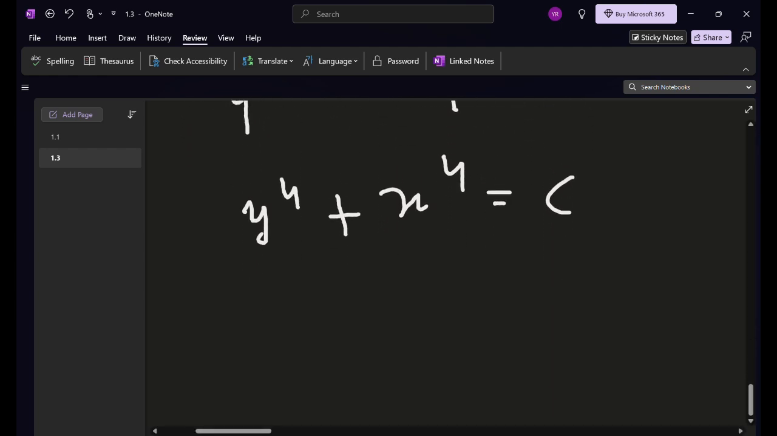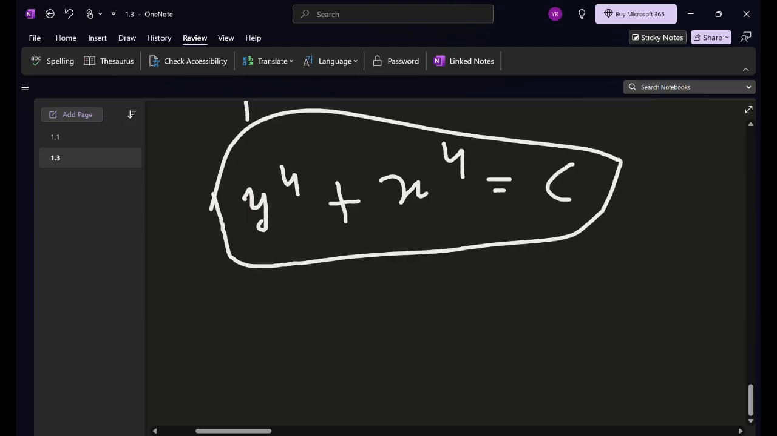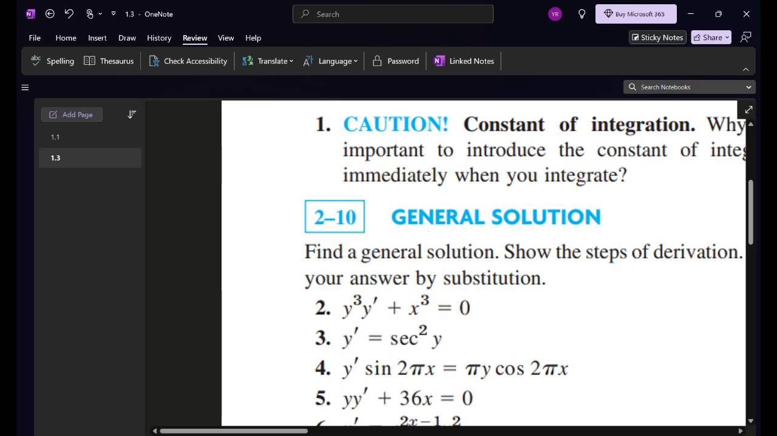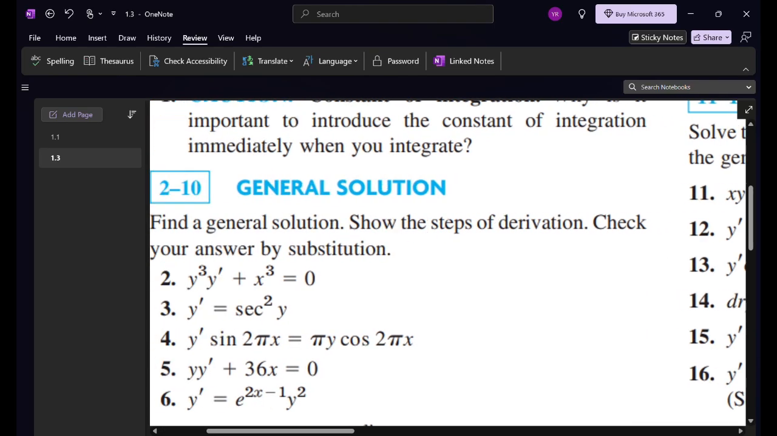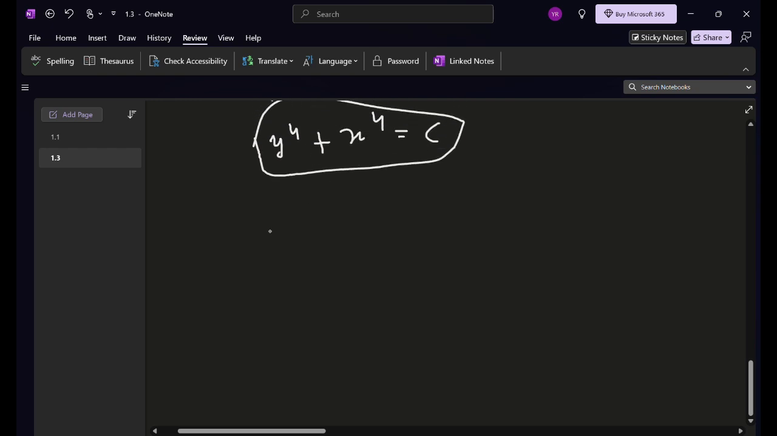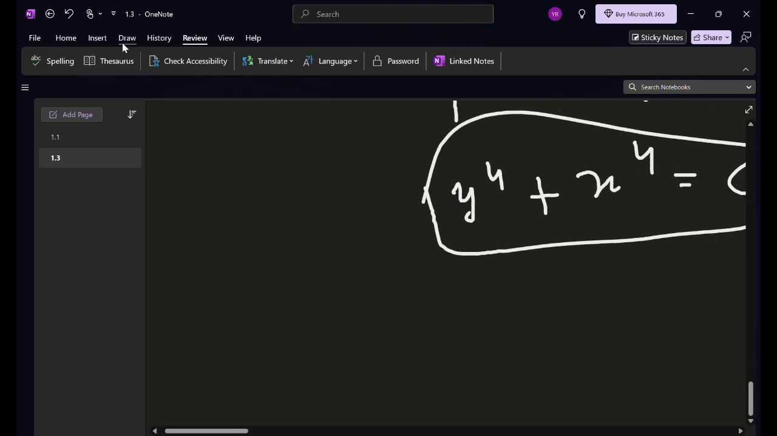Now we have to verify whether the solution we got is a solution. The solution can be in terms of c, or in terms of y, or a different equation, but this is a solution over here. So now we have to verify whether the solution we have obtained is correct or not. In the question, it is mentioned that we are supposed to find the general solution, and of course we have to verify whether it is correct or not. So we have obtained the solution. Now we're gonna verify by differentiating it.